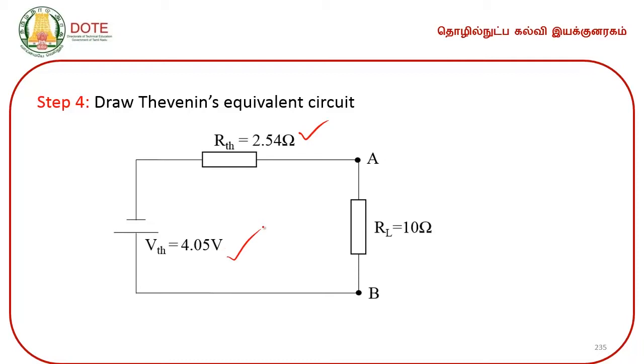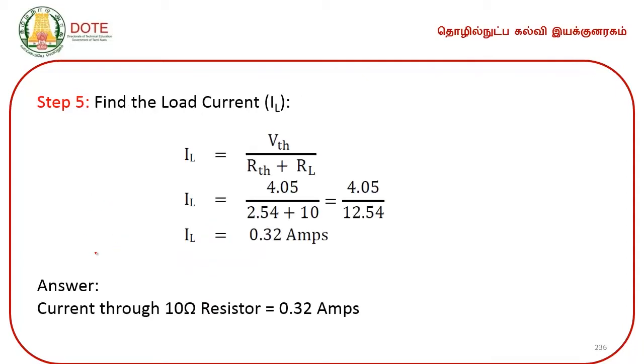4.05. So, already we got VTH is equal to minus 4.05. So, for that reason I have changed the terminals as minus and plus. Had it been positive 4.05, then this will be plus and this will be made minus. Then we need to find out the load current. IL is equal to VTH by RTH plus RL, which will give you value of 0.32 amperes. So, the current passing through 10 ohms resistor is 0.32 amperes.